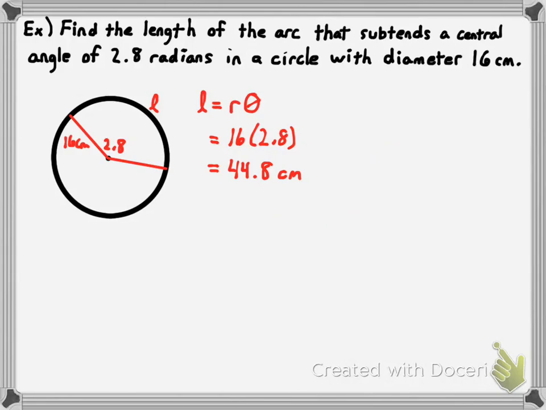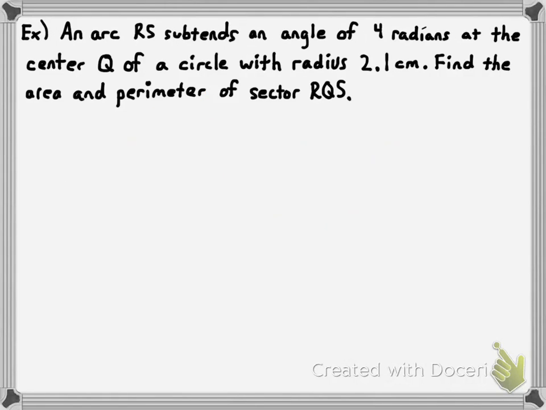Very good. Let's try another. This time, we're going to say that an arc RS subtends an angle of 4 radians at the center Q of a circle with radius 2.1 centimeters. Find the area and perimeter of sector RQS. Alright, well, that's more of a mouthful. Let's draw a picture. I doubt you'll get away without drawing the picture on this one.